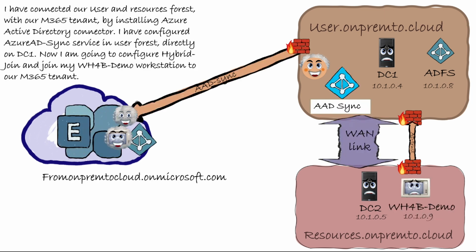I have connected our user and resources forest with our M365 tenant by installing Azure Active Directory connector. I have configured Azure AD Sync service in user forest directly on DC1. Now I am going to configure hybrid join and join my WH4B demo workstation to our M365 tenant.